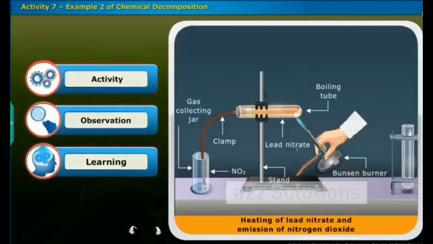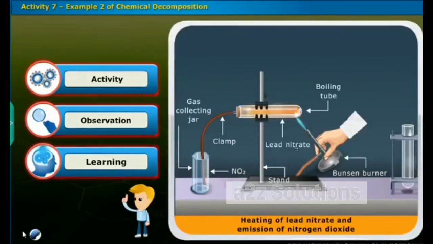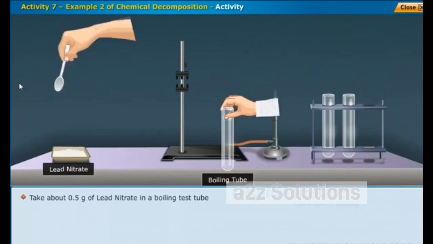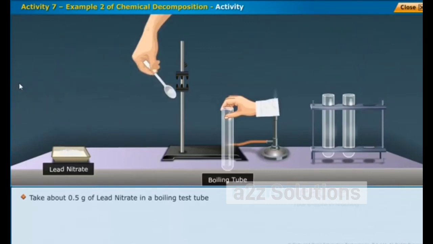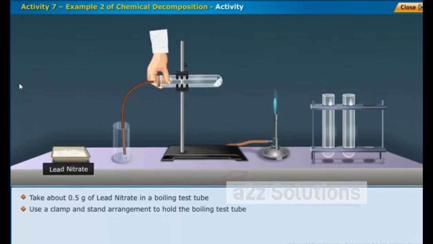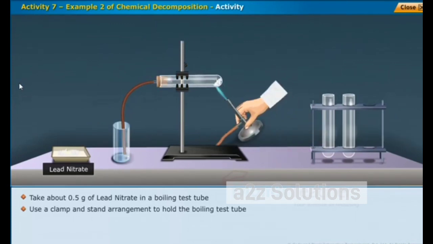Example 2 of chemical decomposition reaction. Click each tab to learn more. Take about 0.5 grams of lead nitrate in a boiling test tube. Use a clamp and stand arrangement to hold the boiling test tube. Heat the boiling test tube using a Bunsen burner.